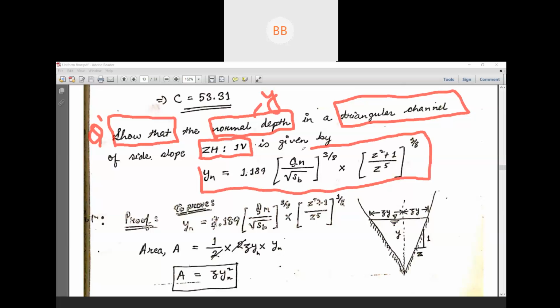So what we have to do, we have to prove that yn, that is our normal depth in a triangular channel, when the side slope of the channel is z horizontal to 1 vertical, is followed by this expression. So kindly write down the question.